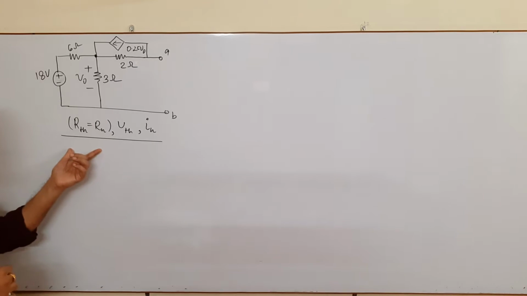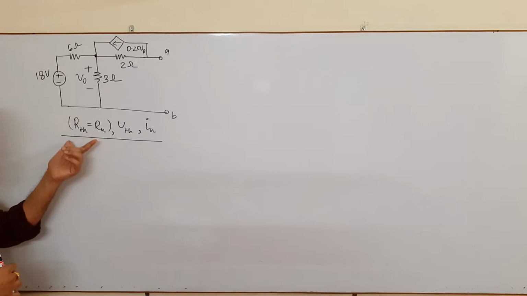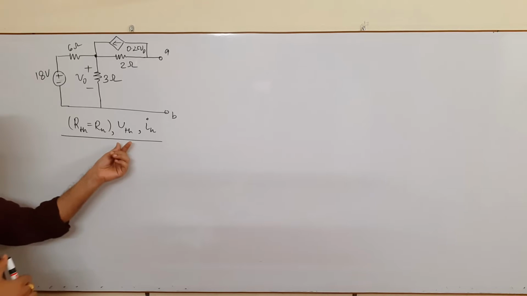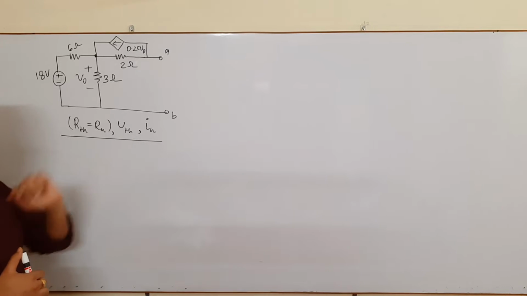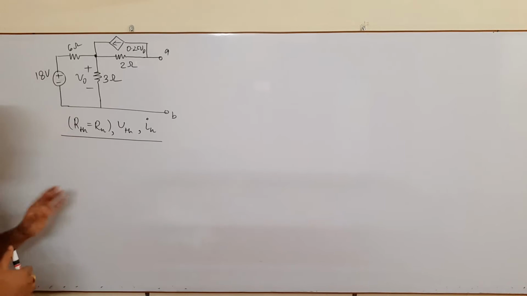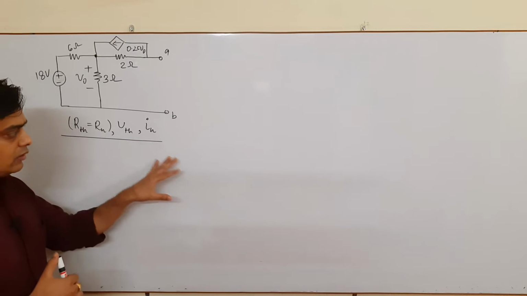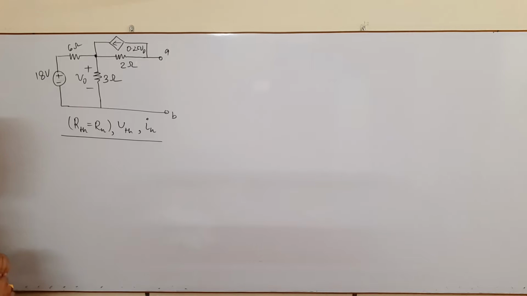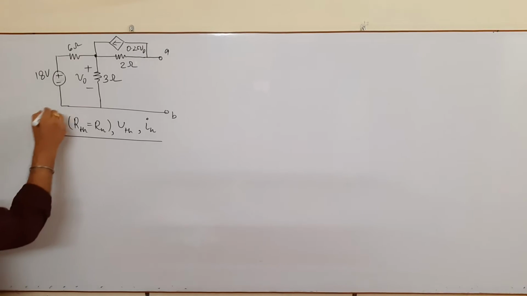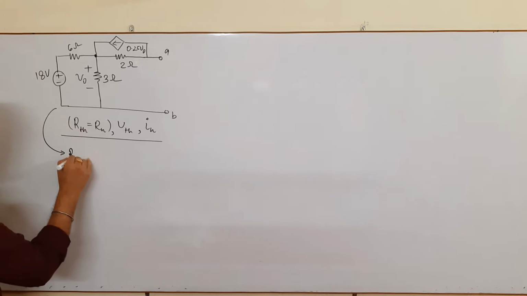In this problem, which I have taken as a special problem, we will find the value of RTH and RN, that is RTH is equal to RN. Then we find the value of VTH, and then the value of IN. Then we will analyze what Thevenin's and Norton's are, and what the relationship between Norton's and Thevenin's theorem is. First of all, we start with finding the value of RTH.